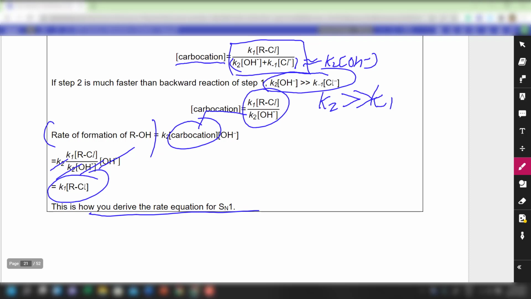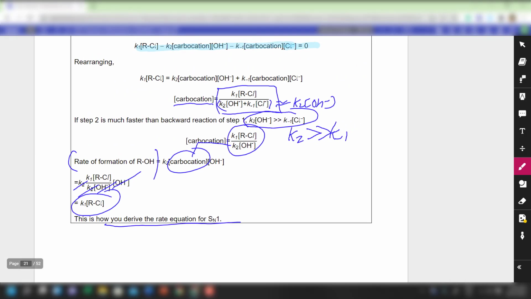Okay. So I hope you are able to take note of this. This is the actual derivation of the rate equation for SN1. Then some of you might ask, oh, what if my K-1 is quite fast for some of the substrates? Yeah, then you're going to end up with a relatively complicated rate equation, which is the case for the actual reaction of some other systems.